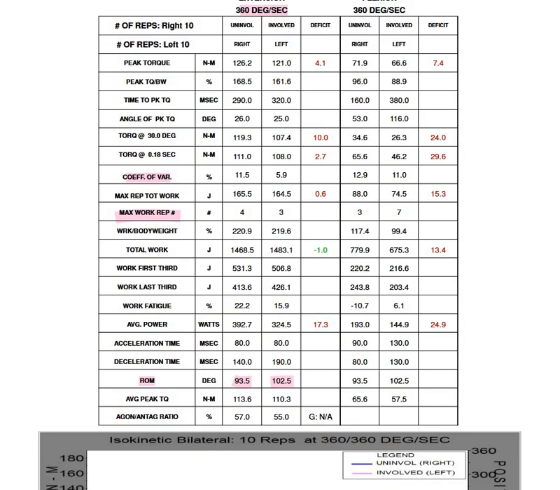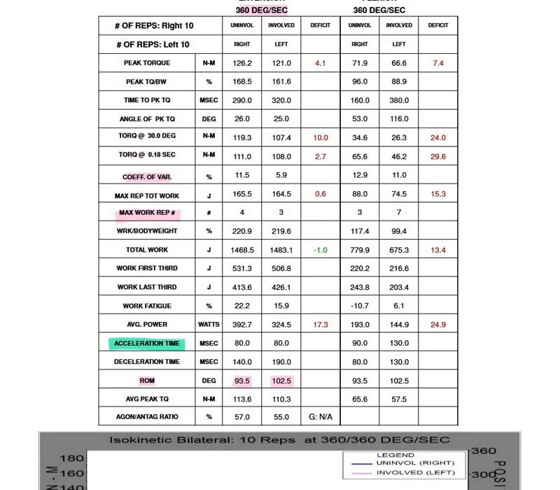Finally then, let's move on to acceleration and deceleration time. I'll just change color for this. So acceleration time here and deceleration time, represented in milliseconds, is the time that it took the limb to go from a static position, i.e. not moving, to achieve the predetermined angular velocity. So in the case of this test, 360 degrees per second.